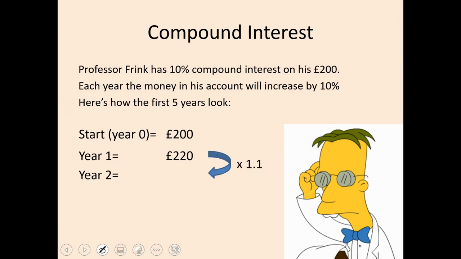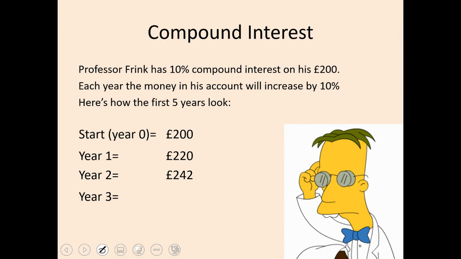And then again, there's an increase by 10%, not from the original amount, but from what you got for year one. So to work out what you're going to get in year two, you're going to have a 10% increase from the value you got in year one. So £220 times 1.1 will give you £242.